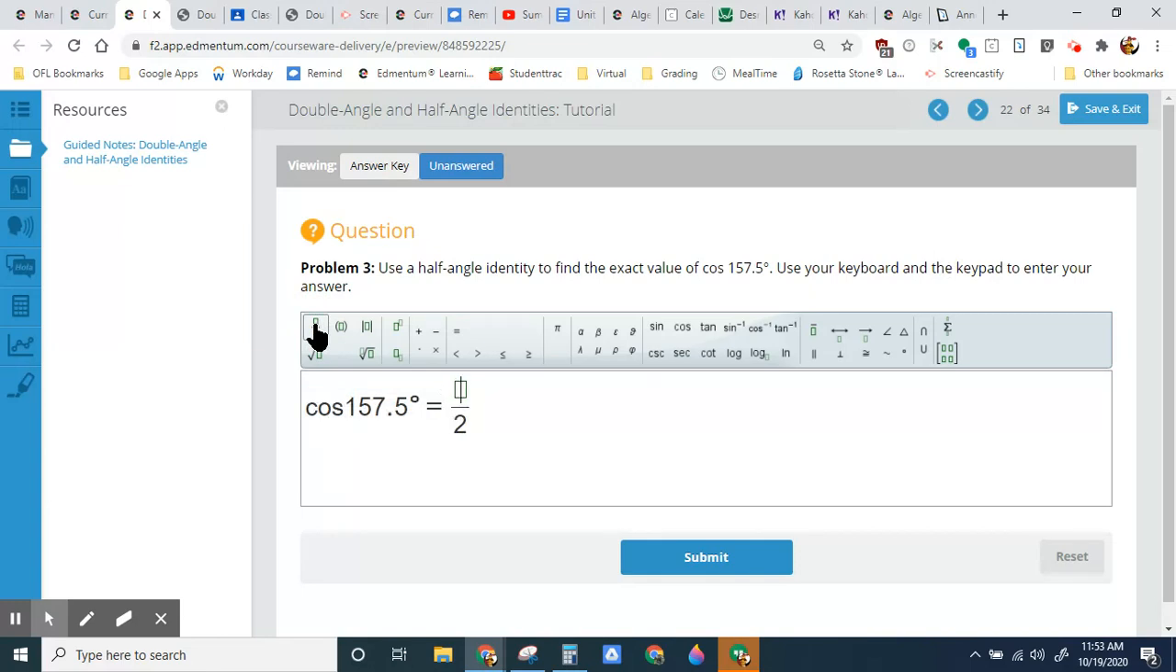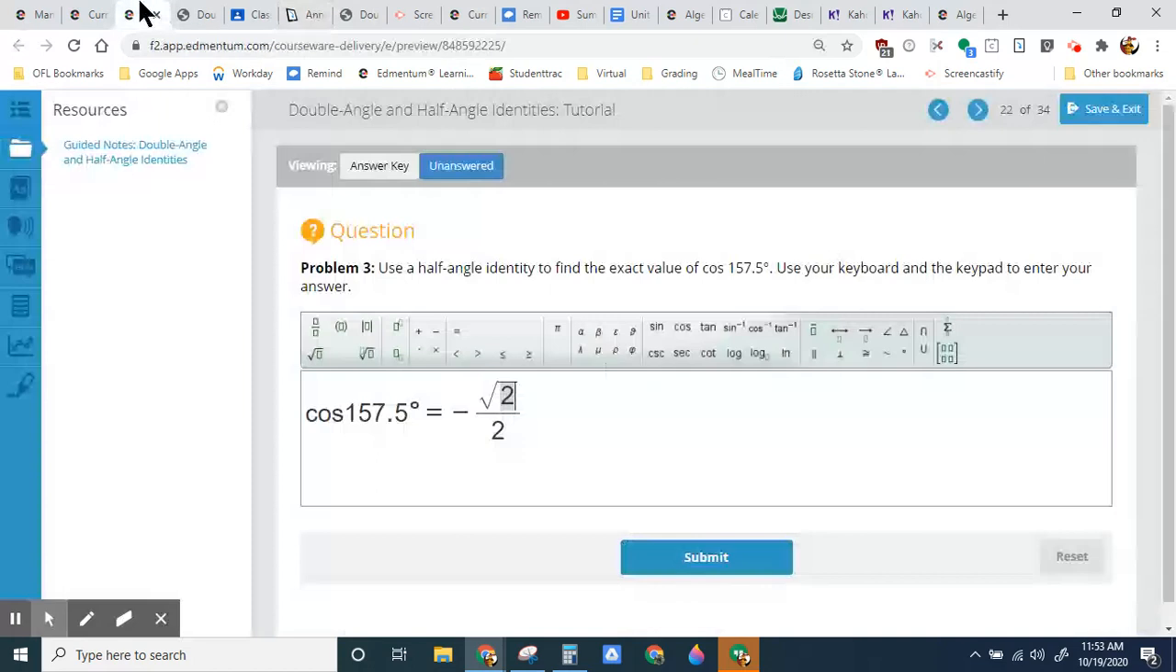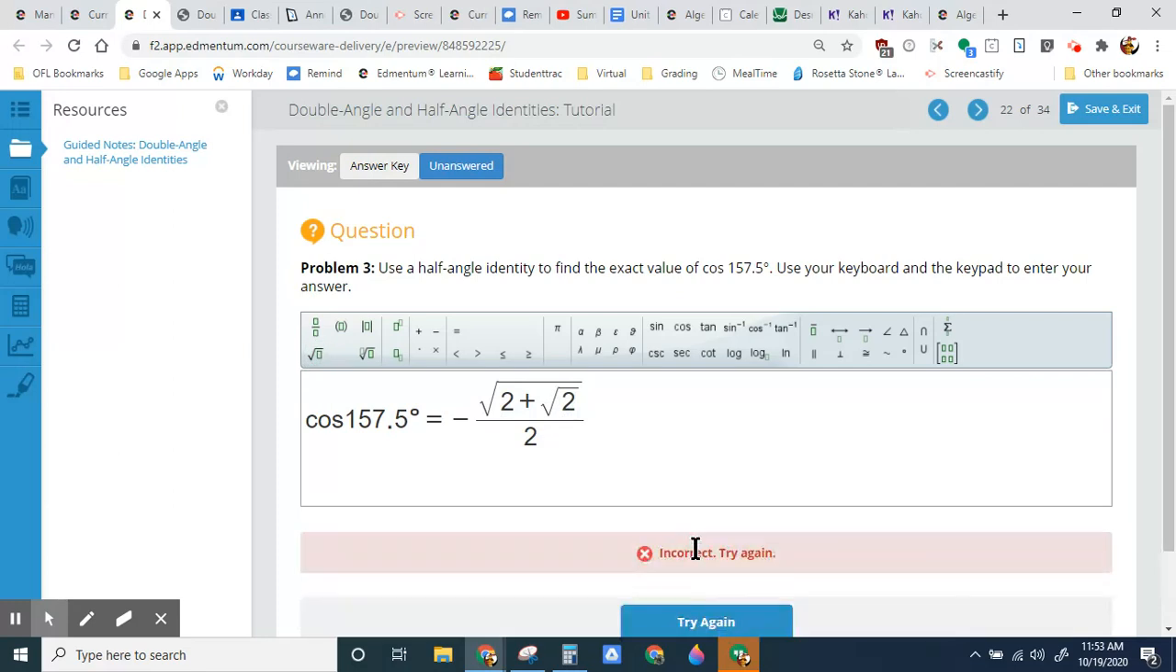So we do a 2 at the bottom. We're going to say this is negative, so I'm going to put the negative on the outside, just to make it a little less confusing. It'll be square root of, I forgot, was it a positive or a negative? It was a positive, so we're adding the 2 plus square root of 2. All right, so we got that there.